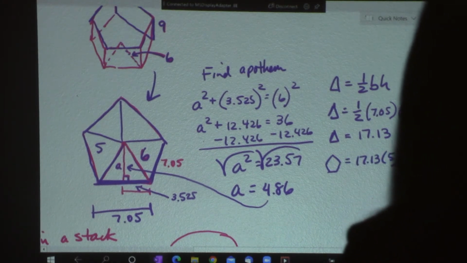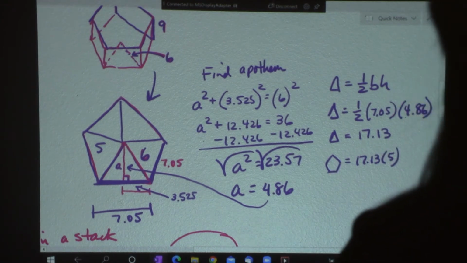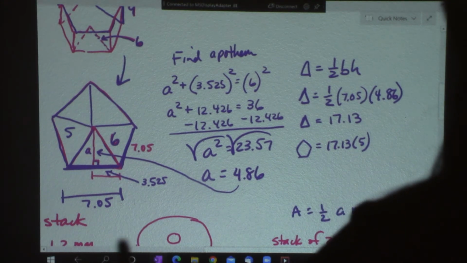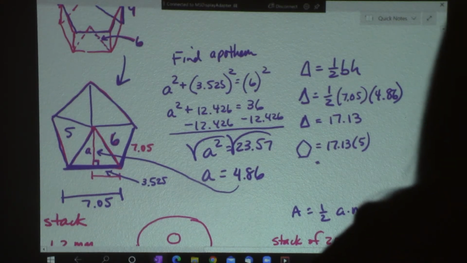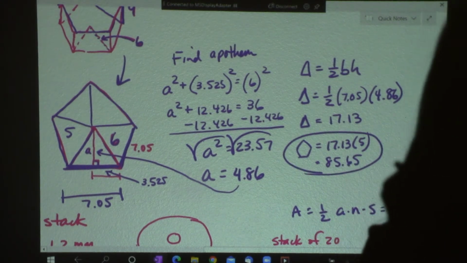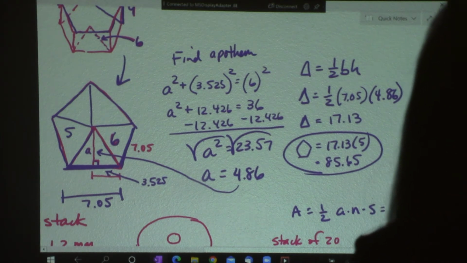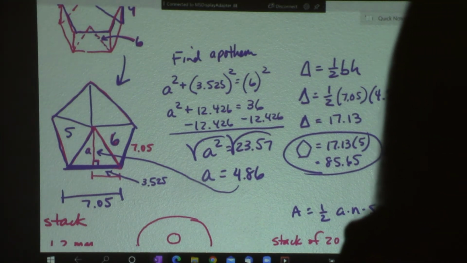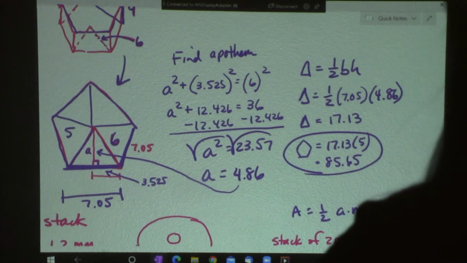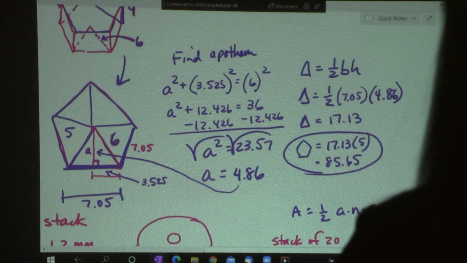use the formula from chapter 11, which was 1/2 a times n times s. Remember that? That will give you the same answer. All right, and I get 85.65. So one of my bases, all that work, yes, all that work, you are very advanced and capable geometry students. So we have more complicated work for you. One of our bases is 85.65.